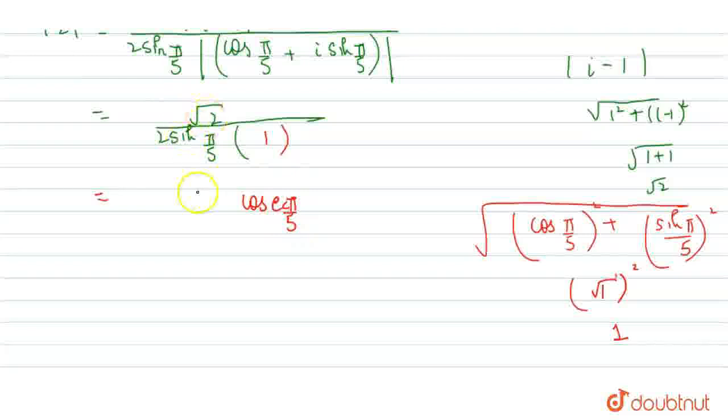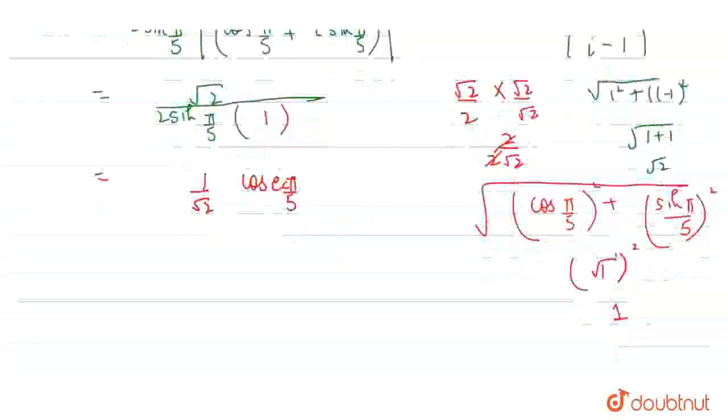So we can say root 2 by 2. How do we write this? We rationalize this term. Root 2 by 2 becomes 2 by 2 root 2, so 1 by root 2 is left. So it is 1 by root 2 cosec pi by 5. This is our modulus of z.